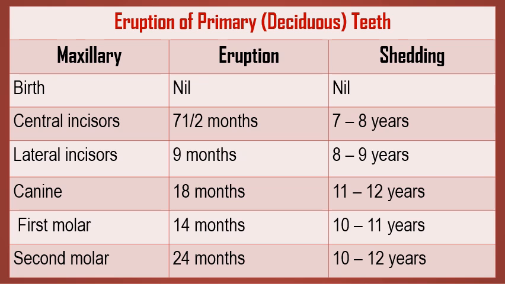And the first molar erupts around 14 months of age, that is 1 year and 2 months, and the shedding will be around 10 to 11 years of age.